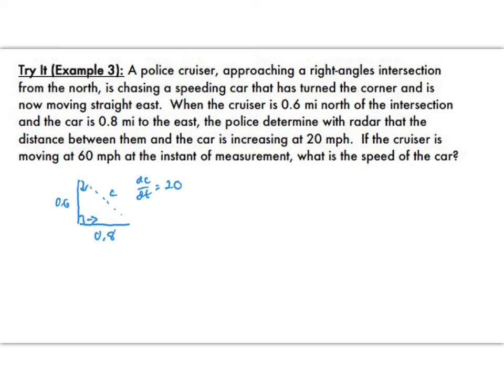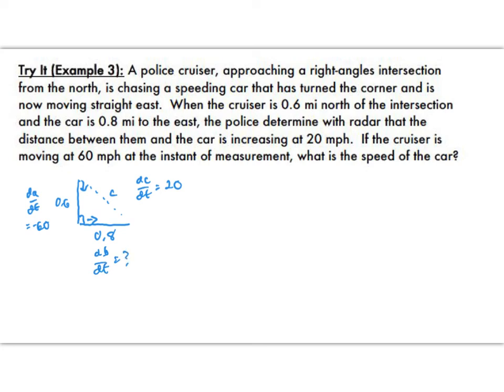Okay, now we know that the cruiser is moving at 60 miles per hour. So I'm going to call that dA/dt, and I'm going to mark it as negative 60. Now, why did I choose negative 60? I did that because as the police cruiser is getting closer and closer to this intersection, this 0.6 miles is decreasing quite a bit. So our job is going to be to find the speed of the pursuit car, which is dB/dt, and that's the thing that we really need to know.